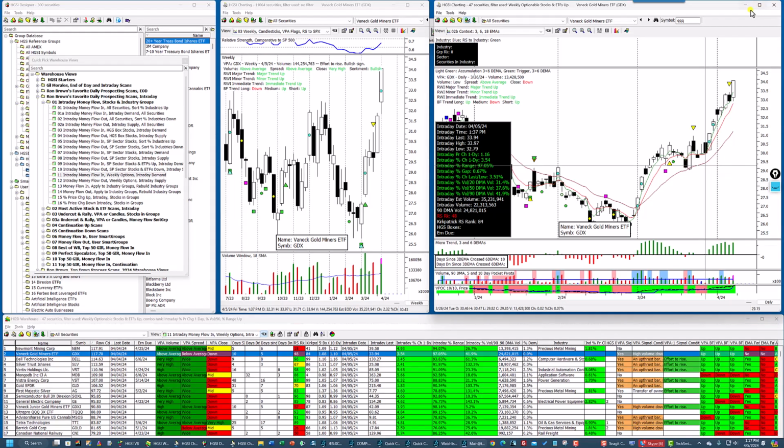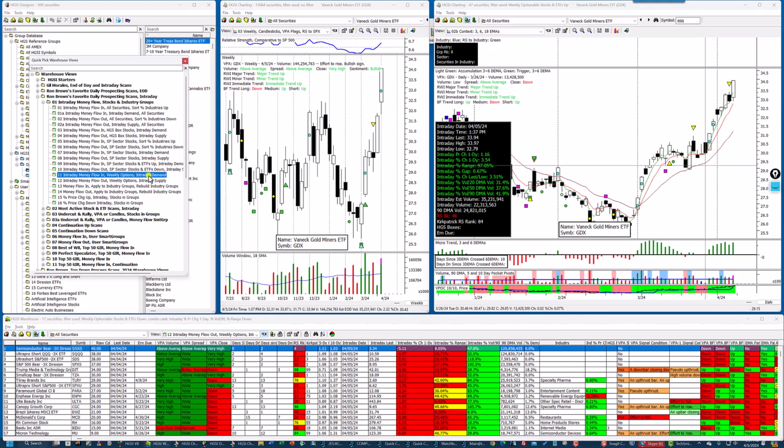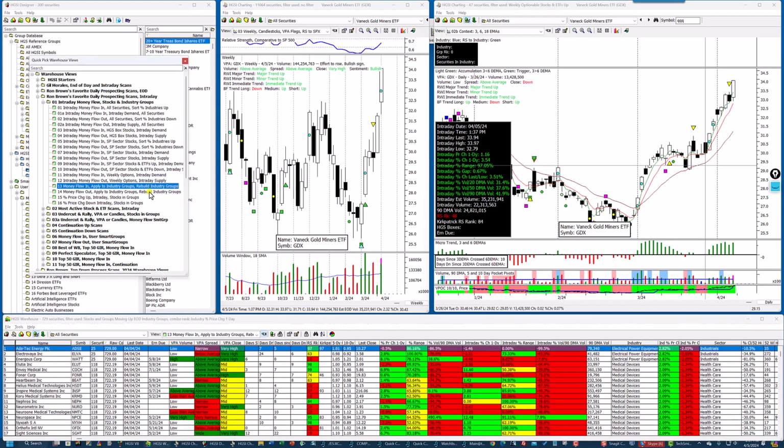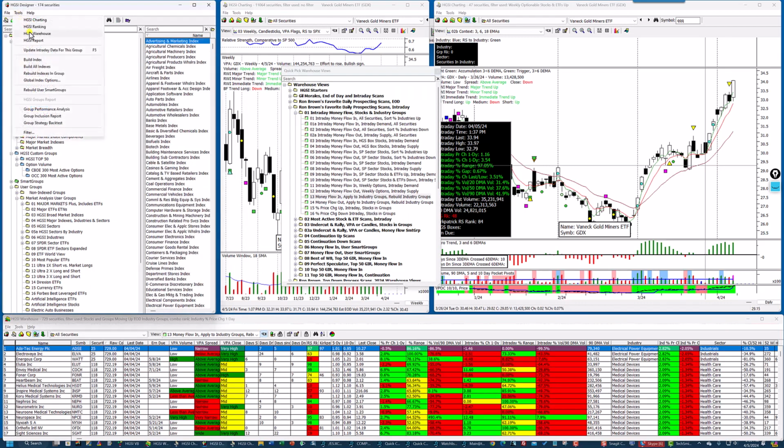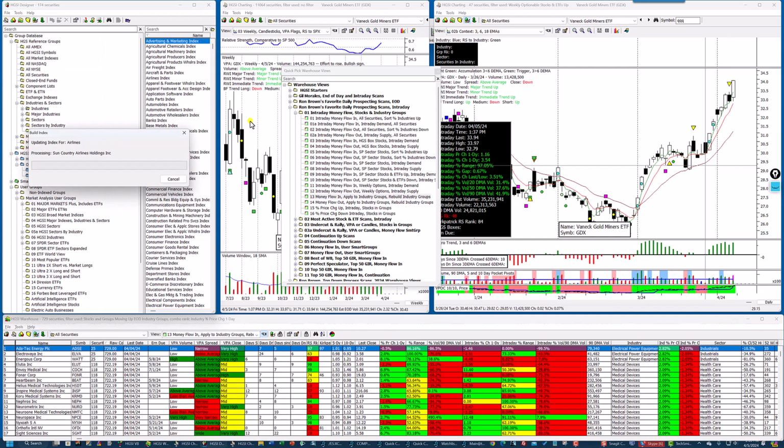But the reason I just came in here is to show you that these ETFs in here and the securities in here, these are liquid vehicles which you can trade options on. And this is weekly options, supply and demand, if you're looking for longs or looking for shorts. Now, this is money flow in, or apply to the industry groups. If you want to do this, what I do is I rebuild indexes in groups.